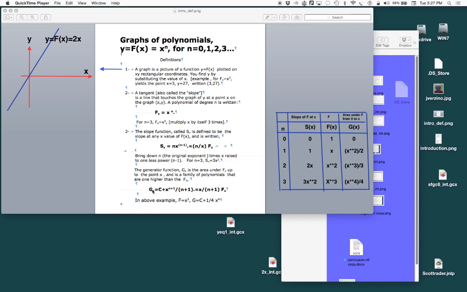The generator function is actually the area under that function curve, f of x, up to the point x. And it's defined as x to the n plus 1 over n plus 1. I show a constant here, we'll just assume it's 0 for now. We're going to use the Mac Grapher program to demonstrate this.